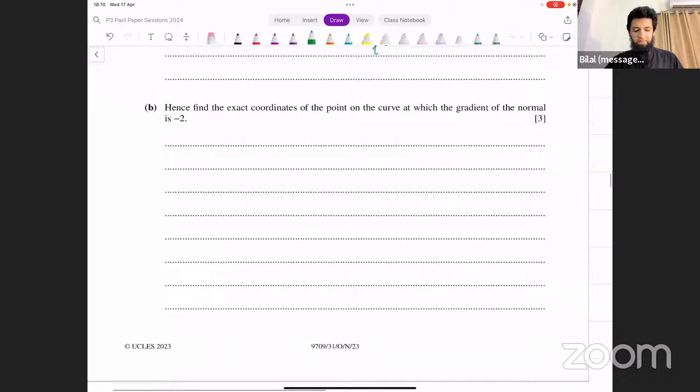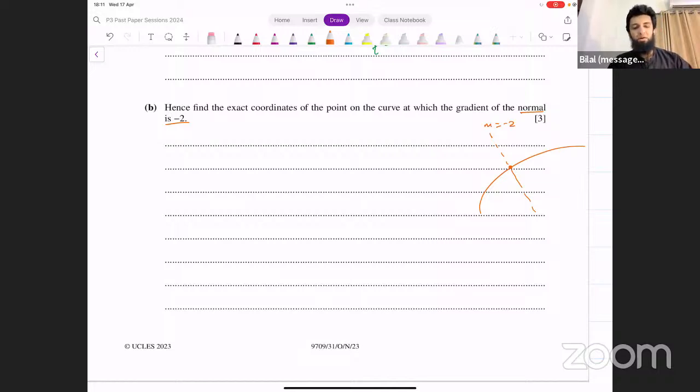Now it says, hence find the exact values, exact coordinates of the point on the curve at which the gradient of the normal to the curve is minus 2. Okay, now what does that mean? Think about it. You have a curve. Let's say that looks like this. You have a point here somewhere at which the normal has a gradient of minus 2.